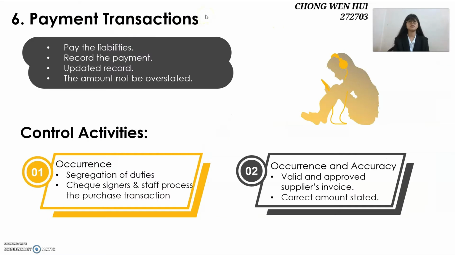Payment transaction. This process involves paying the liability and recording the payment made, and the record will always be updated to avoid overstatement of accounts payable. To meet the audit objectives, a few control activities should be established. The first control activity to reach occurrence is that the entity should make sure that there is a segregation of duty between the check signer and the staff who process the purchase transactions. Furthermore, the check signer will confirm that the payment document has a valid and approved supplier invoice and its supporting documents, and that the details are correct and matched with the invoice before signing the checks, in order to fulfill occurrence and accuracy.